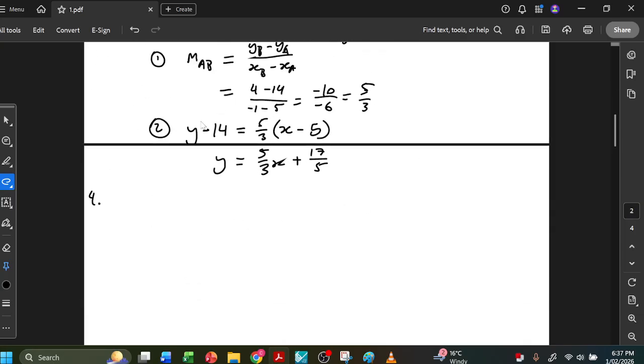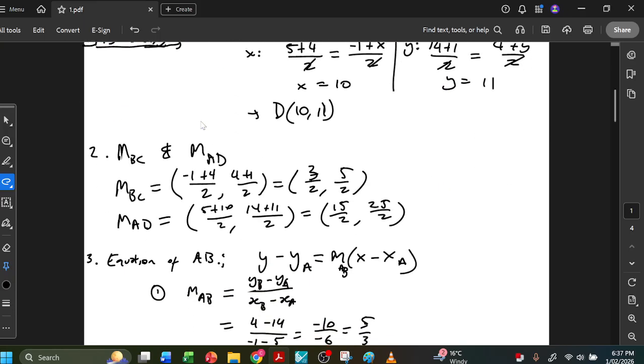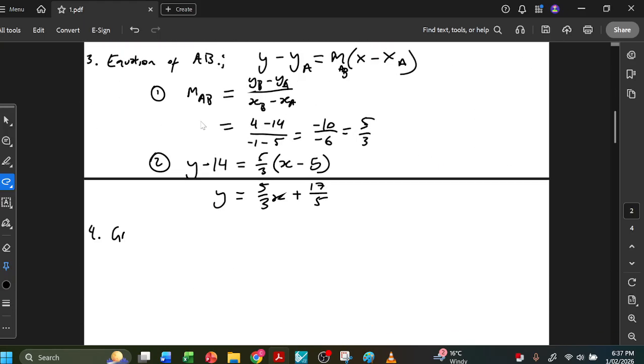Okay, moving on to part 4. Part 4 is asking us to find the gradient of the line BC and hence justify, is ABCD a rectangle? So let's go ahead and do that. To find the gradient of BC, we're going to use the exact same formula as before, which is rise over run. This time we're finding the difference between the y coordinate of C and the y coordinate of B, divided by the x coordinate of C minus the x coordinate of B.